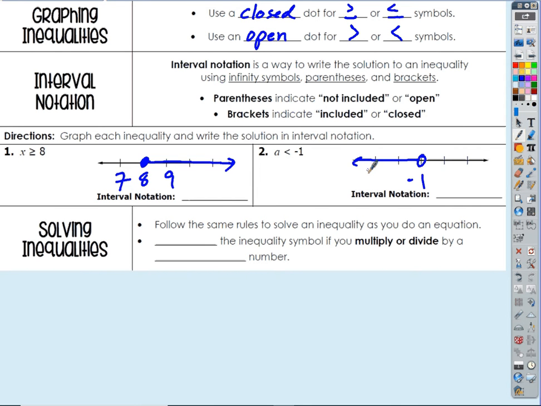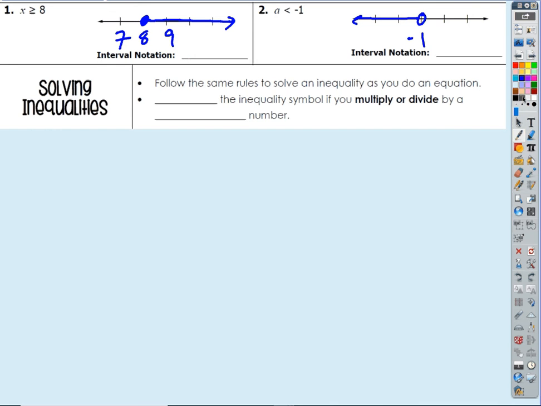Okay, so now what about interval notation? Interval notation is just another way for us to write intervals of numbers. In this case, it's going to be solutions to inequalities. The only tools I have for interval notation are infinity symbols, parentheses and brackets, and then a comma. So if I wanted to write, for example, I'm going to put up a different one for just a second. Say we had this interval right here.